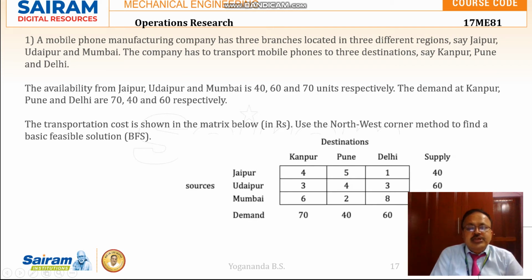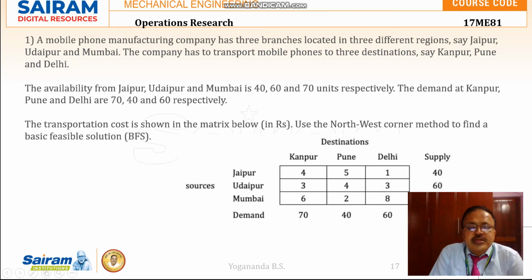Similarly, the demand at Kanpur is 70 units, Pune 40 units of mobile phones and Delhi 60 units. The transportation cost per piece, that is per unit of mobile phone, is given in the table here, in rupees. So use the northwest corner method to find the basic feasible solution.